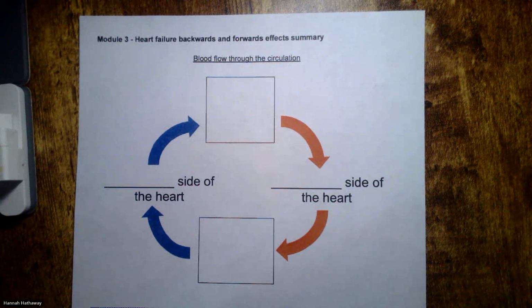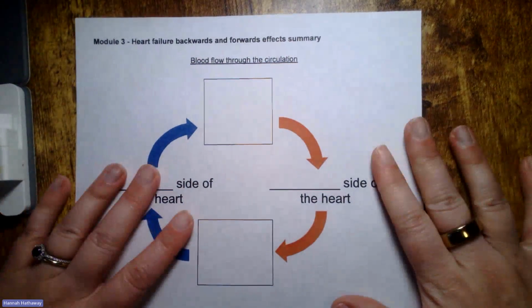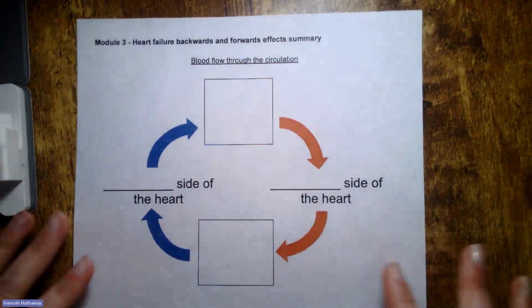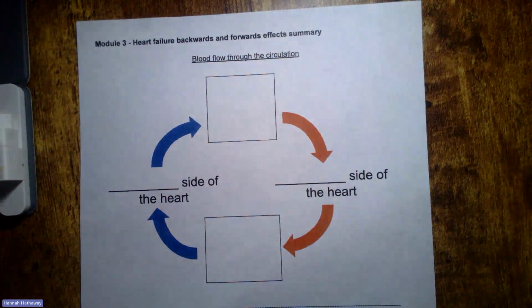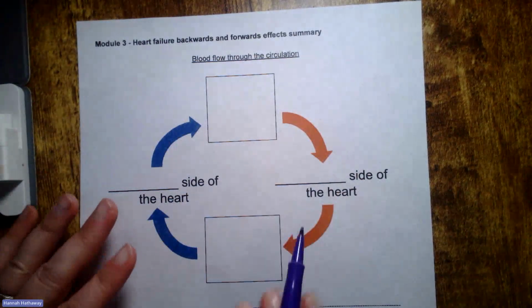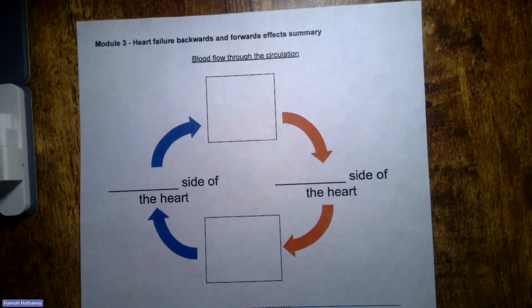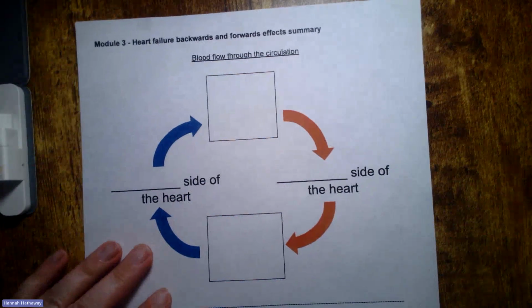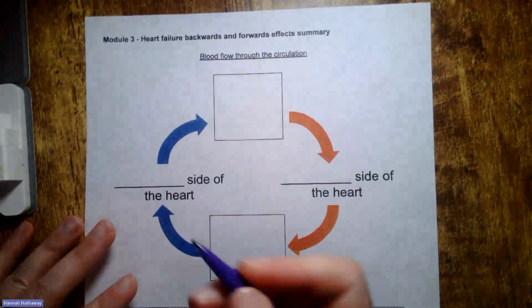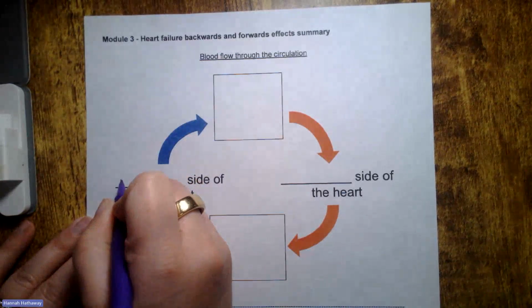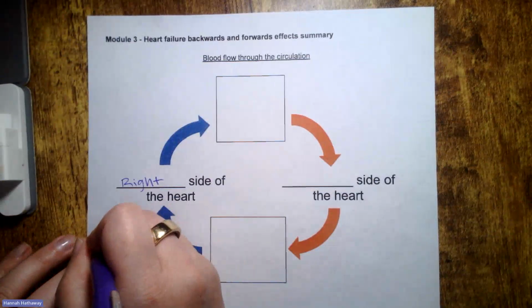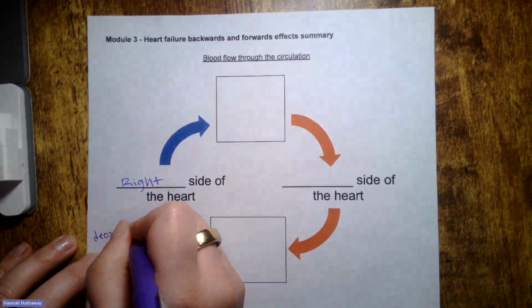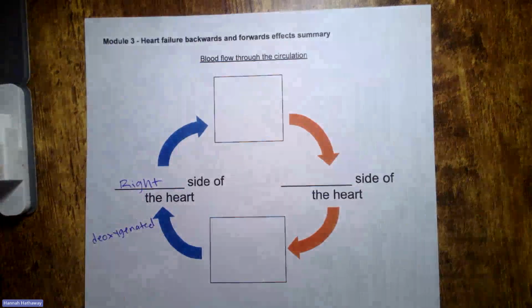All right, so this is the first page of this worksheet. And before we get to heart failure, we're just going to do a quick review of blood flow through the circulation. So this was in the slides, but I just wanted to go through it together because this is super important for understanding the different signs and symptoms of heart failure. So first, blood enters the right side of the heart. And this is in blue because this is deoxygenated blood, meaning it has delivered its oxygen, right?